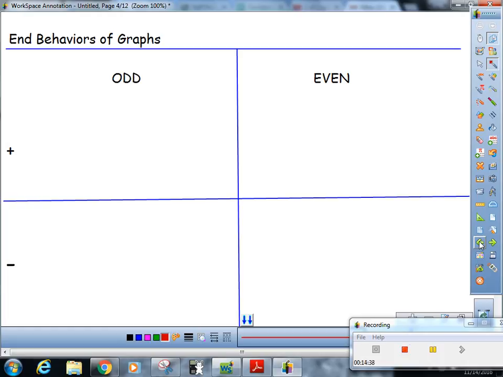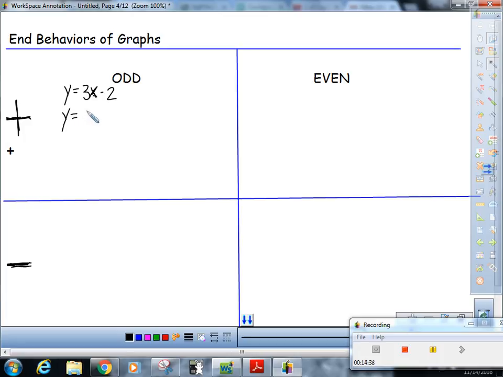Okay, so here's how you read this. This is important. You got to see over here. There's a plus, and there's a minus. You see it? So, an example of an odd, we'll give you a couple of examples. Y equals negative 3x, oh no, this is positive. Y equals 3x minus 2. Y equals 5x cubed minus 2x squared minus 3x plus 1.